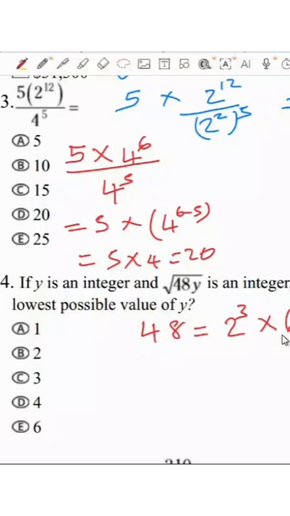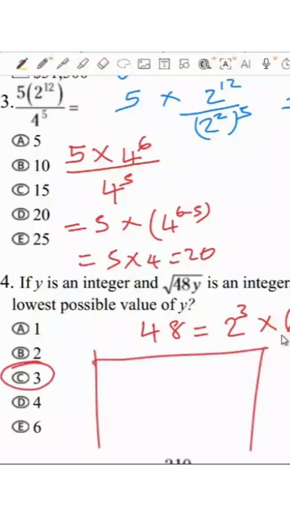2 is already raised to an even power. So what is remaining is to raise 3 to an even power by multiplying it by 3 once more. So we are going to multiply it by 3. That is 3 raised to the power 1, meaning 48 times 3. Notice that 48 times 3 is 144. And the square root of 144 is 12.